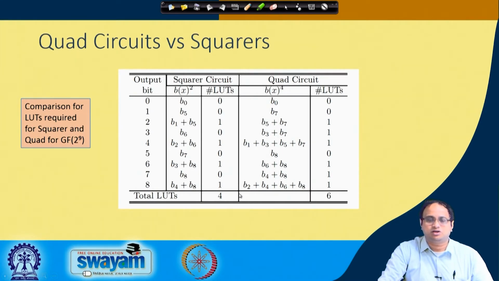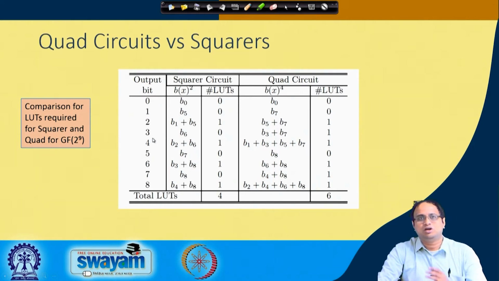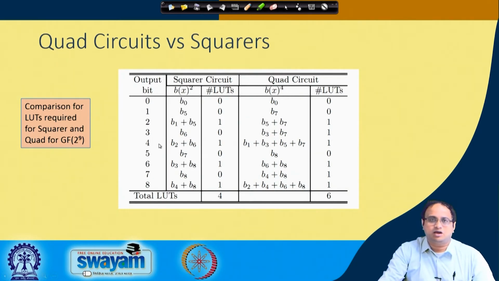So what is a quad circuit? A quad circuit is something which computes a to the power of 4, and a squaring circuit computes a to the power of 2. Here is an example which we work out for GF(2^9). You can take an irreducible polynomial x to the power of 9 plus so on, create this field GF(2^9), and compute the number of operations which you need to do, squarings and quads, for this field.